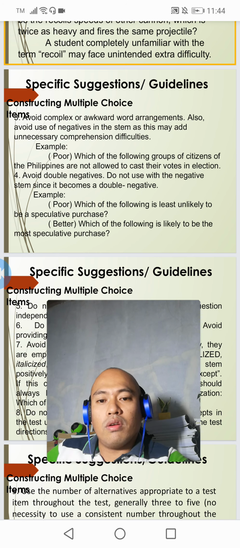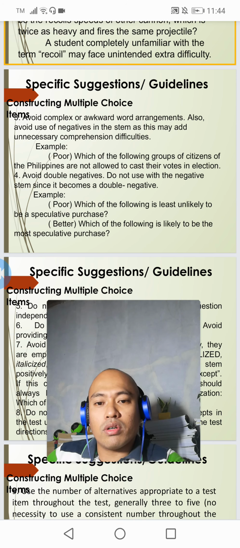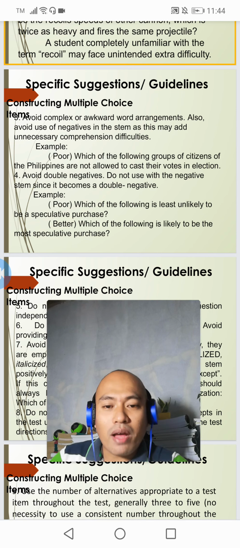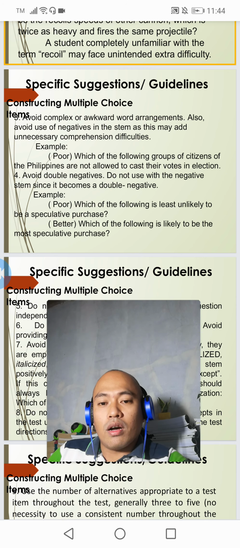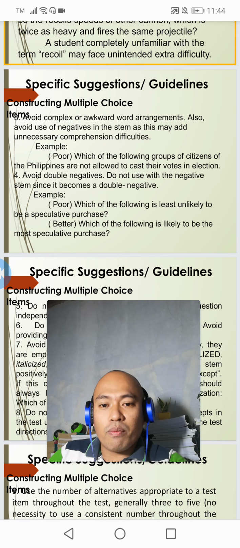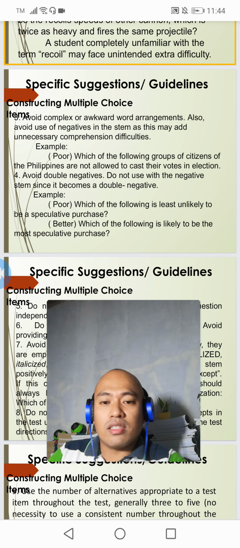But if we can avoid it, we just make the stem positive. Okay. Next, for the fourth one, avoid double negatives. If we want to avoid negatives, we also need to avoid double negatives, since a double negative becomes positive. Why present a double negative statement when in fact we need a very simple statement in the stem of a multiple choice type of test? So instead of using double negatives, we just use the positive side of it.